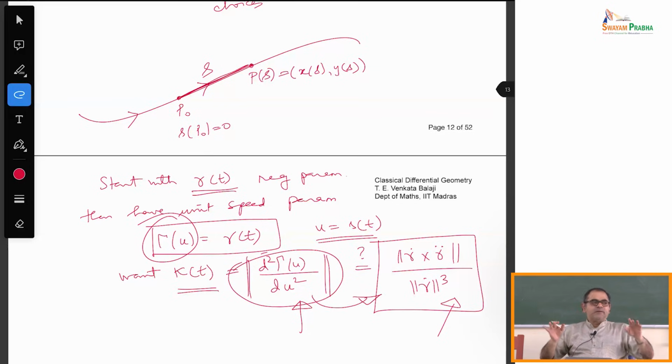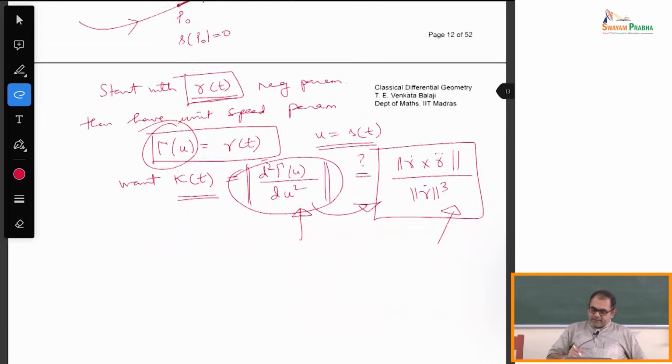So you only theoretically need the existence of a unit speed parametrization, but you never use it. You only use it to prove this formula. Thereafter, you forget the unit speed parametrization and always use the formula whenever you want to make a calculation. And you can use any regular parametrization, small gamma of t.